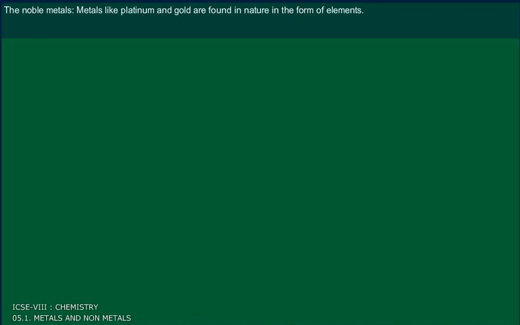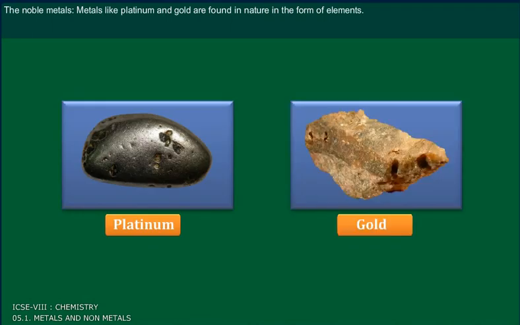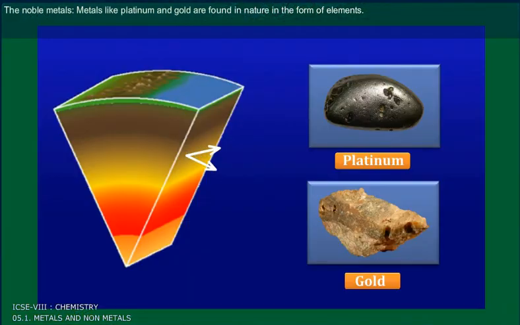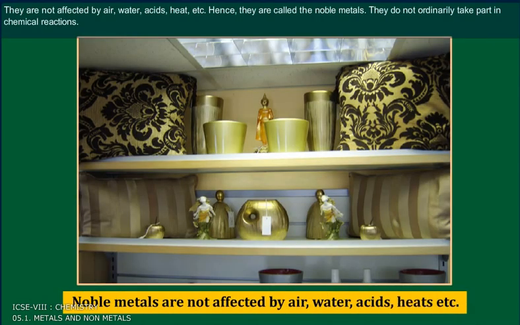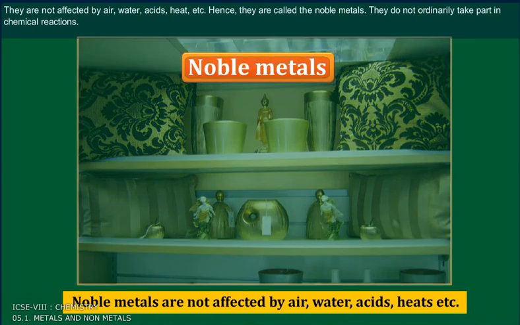The noble metals. Metals like platinum and gold are found in nature in the form of elements. They are not affected by air, water, acids, heat, etc. Hence, they are called the noble metals. They do not ordinarily take part in chemical reactions.